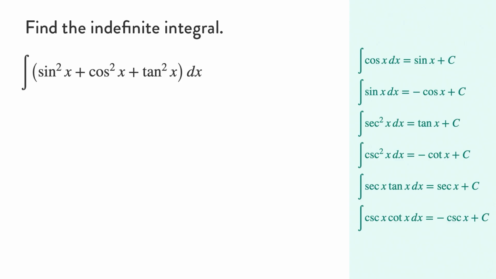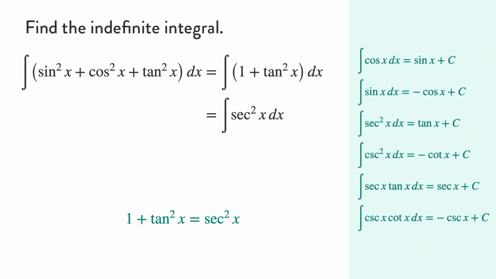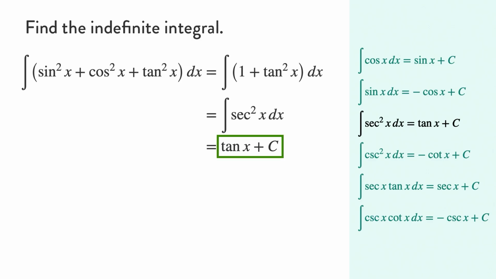There are a lot of squared terms here, but none that match our integral formulas. So let's see if we can apply some Pythagorean identities. Remember that the sine of x squared plus the cosine of x squared is equal to 1. So we can replace the first 2 terms with 1, leaving us with 1 plus the tangent of x squared. Hey, that's another Pythagorean identity. 1 plus the tangent of x squared is equal to the secant of x squared. Now we can use our formula for the secant of x squared dx. We get the tangent of x plus a constant.